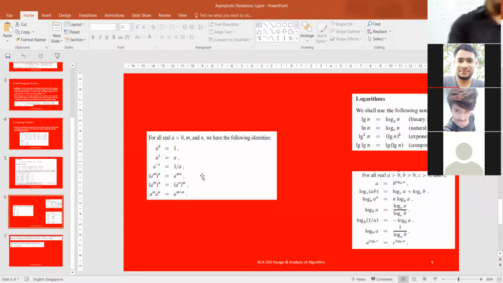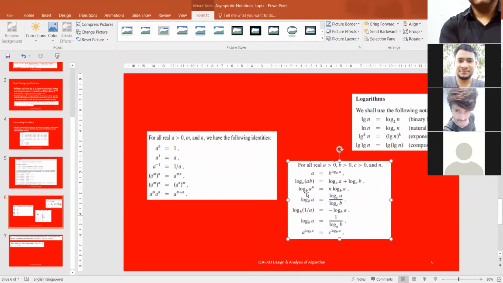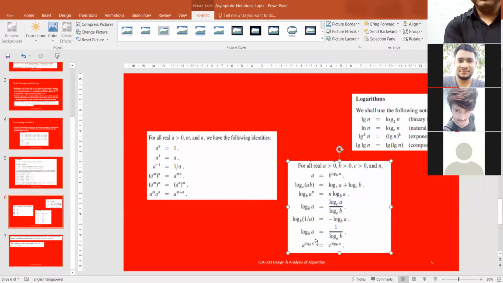Now these are some formulas that we have to remember, especially this one. Like a to power log c base b is equal to c to power log a base b. These types of formulas you have to remember. Again, I will share the PPT. This one and this one are very important. You should always remember them for solving recursive analysis problems.